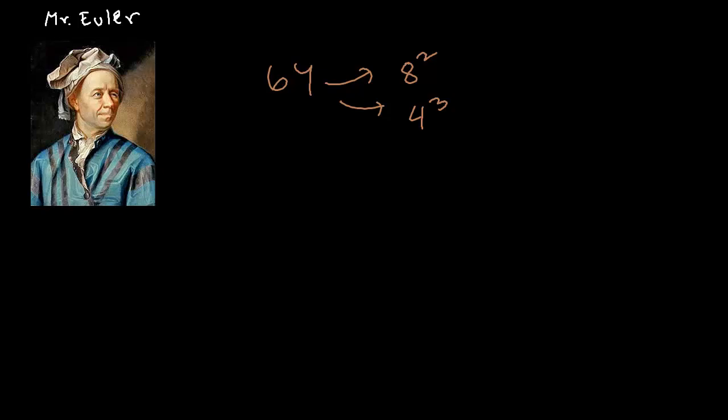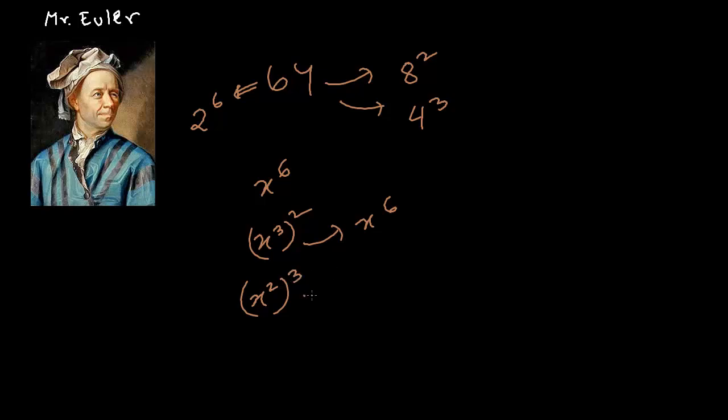And Mr. Euler said, in a second, there are infinite numbers like that. And he was asked, how do you know? He said, well, any number to the power 6 is actually both a square and a cube. So since 64 is 2 to the power 6, it is both a square and a cube, because we can write (x cubed) whole squared, which turns out to be, if you multiply 3 into 2, 6, or we can write (x squared) whole cubed. If you multiply 2 into 3, it becomes 6.